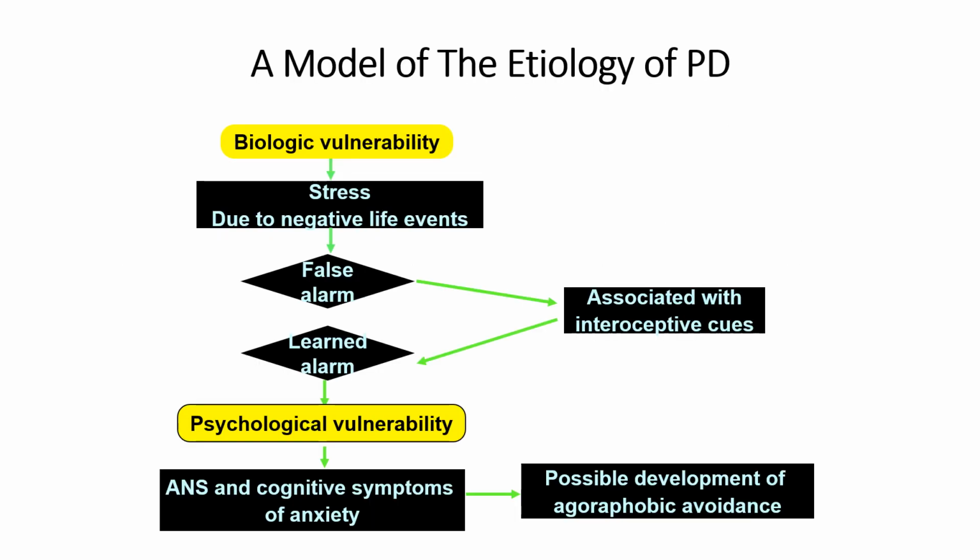A model of the etiology of panic disorder: biological vulnerability and psychological vulnerability. Biological vulnerability is stress that occurs due to negative life events. These are usually associated with interoceptive cues; initially there is a false alarm, which is then associated with interoceptive cues, and then a learned alarm develops, which leads to psychological vulnerability. Then autonomic nervous system and cognitive symptoms of anxiety develop, possibly leading to the development of agoraphobic avoidance.